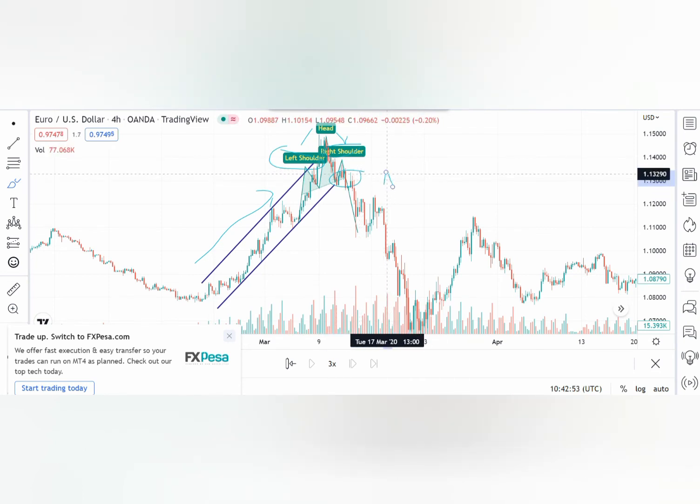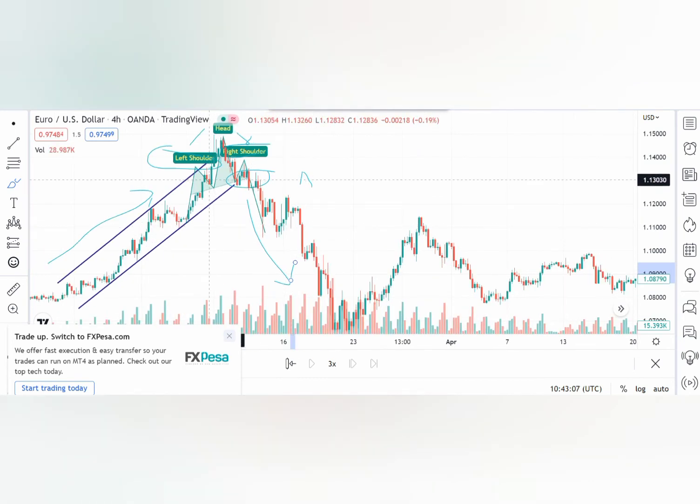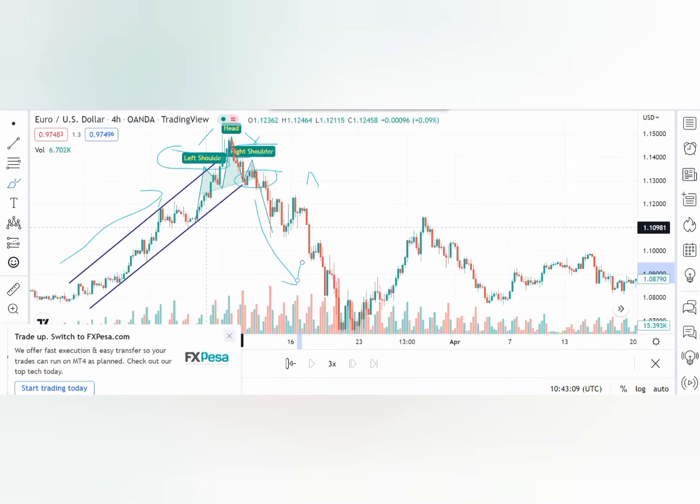Okay, some go short on the market breakout without waiting for the retest, which is not bad, but it's not a good method to trade either. So you have to wait for the market to break out and then retest, so that you may enter the market profitably without getting too much manipulation. You can see after the breakout and the retest, the market moves in the favored direction.